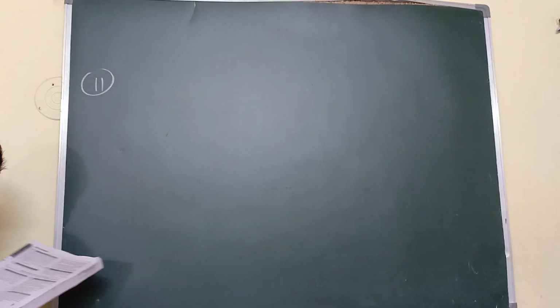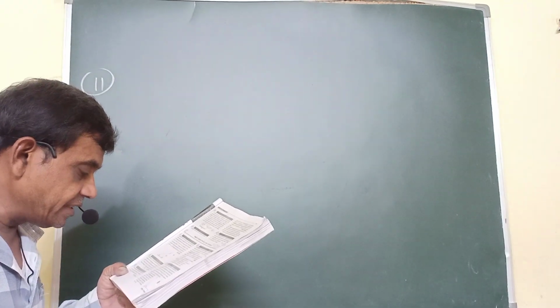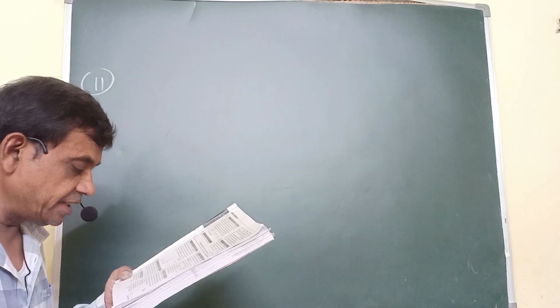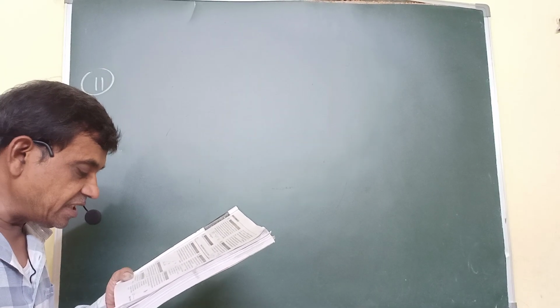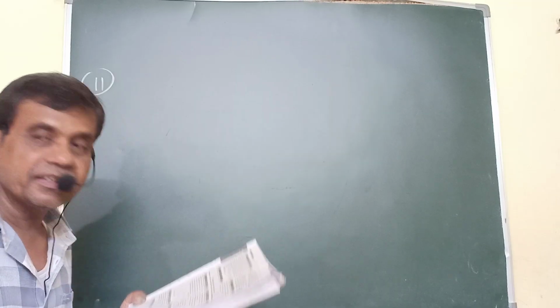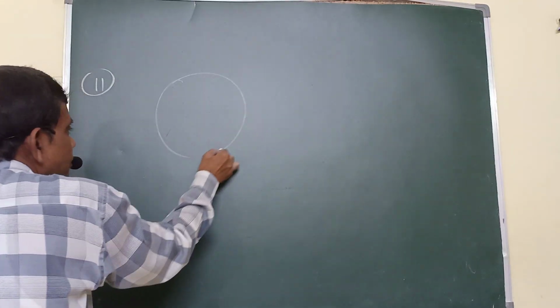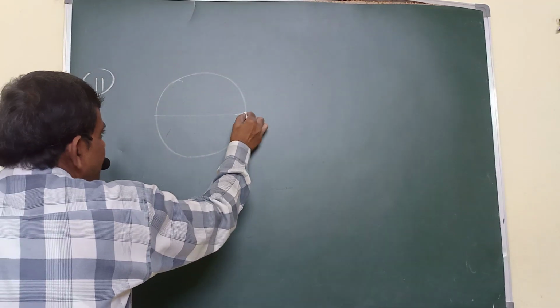Here, two identical trains are moving on rails along the equator on the earth in opposite directions with the same speed, which will exert the same pressure on the rails. For example, this is the earth. This is the equator. At the equator, two trains.